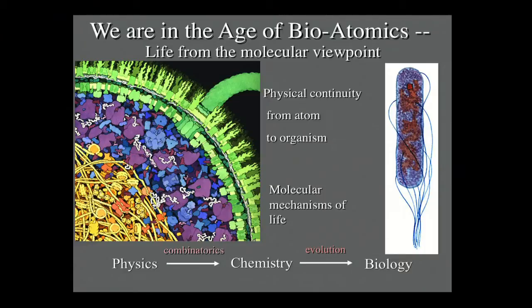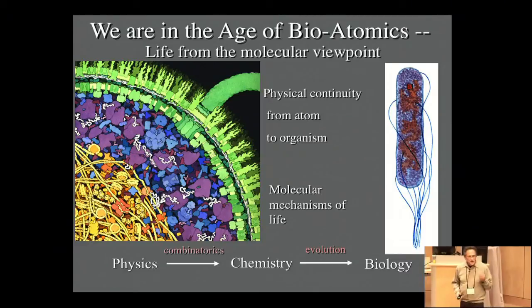But so the main point that I want to make is that we live in an age where there is a physical continuity between atoms to organisms. I mean, we don't need to invoke anything other than the physics and chemistry of what's going on in the biology. But that doesn't mean that it's not complex. Every level adds complexity. Physics to chemistry is made more complex by the combinatorics of the elements. And chemistry and biology is made much more complex by the fact that evolution embodies history into structure.